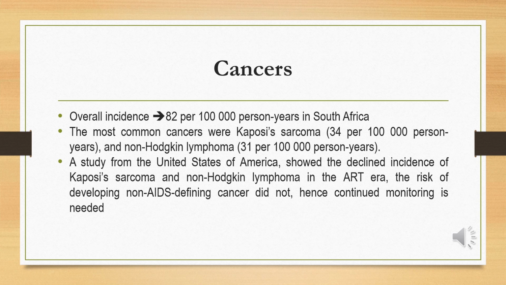Cancers are also associated with HIV. The overall incidence of cancer was found to be 82 per 100,000 person years in South Africa in children. The most common cancers found in children are Kaposi sarcoma and non-Hodgkin's lymphoma. The study done in the United States of America has shown a decline in incidence of Kaposi sarcoma and non-Hodgkin's lymphoma after initiation of ART, but the risk of developing non-AIDS defining cancer did not fall with ART, and hence continued monitoring for these cancers is indicated in patients even if they are on ART.